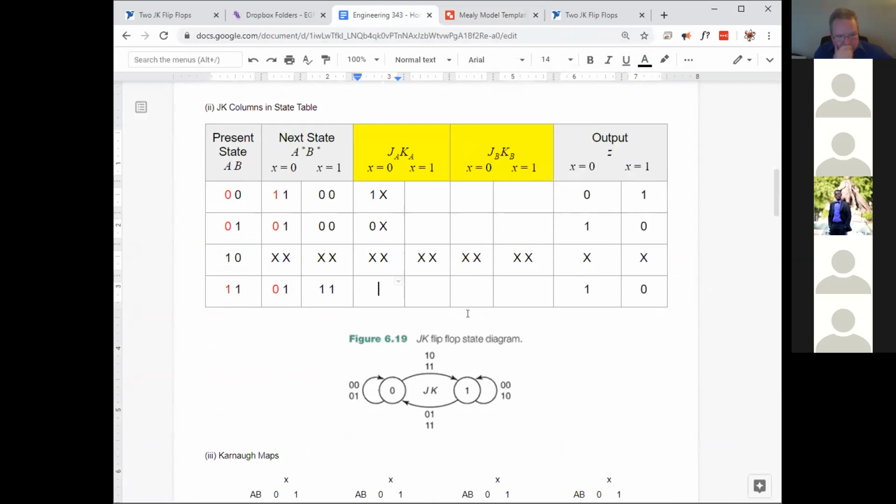X1. Okay, so basically it's saying reset. K is basically kind of acting like a reset. And then the 1, 1 means toggle. Anyway, you got it, X1, not X and 1, but X1. And that's the value of JA and KA for X equals 0.